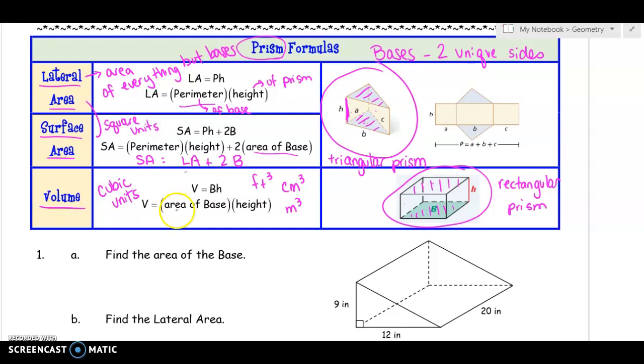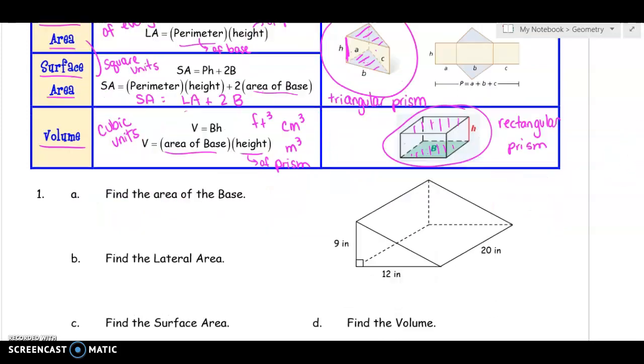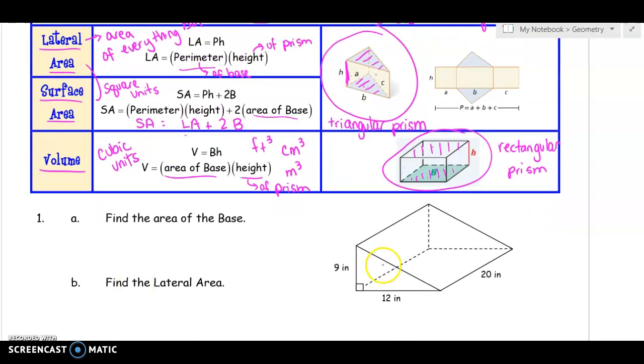To find the volume, you're going to do the area of the base and just multiply it by the height of the prism. Not the height of the base, but the height of the prism. And we're going to practice that with this guy down here. We have this prism here. If you notice, 3 of the sides are rectangles. 2 of the sides are triangles. The 2 unique sides are the bases. So the bases are triangles.